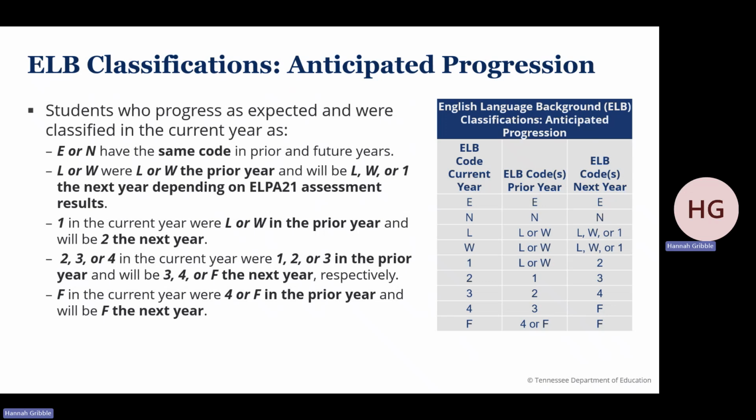Students who were classified in the current year as 1 were L or W in the prior year and will be 2 the following year. If a student was classified as 2, 3, or 4 in the current year, they were 1, 2, or 3 in the prior year, and will be 3, 4, or F the following year, respectively. Students who were classified F in the current year were 4 or F in the prior year and will be F the following year.